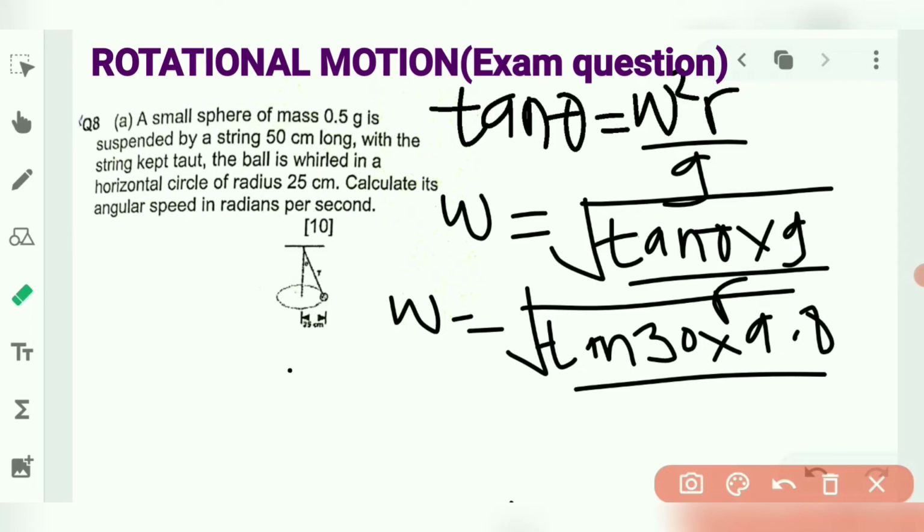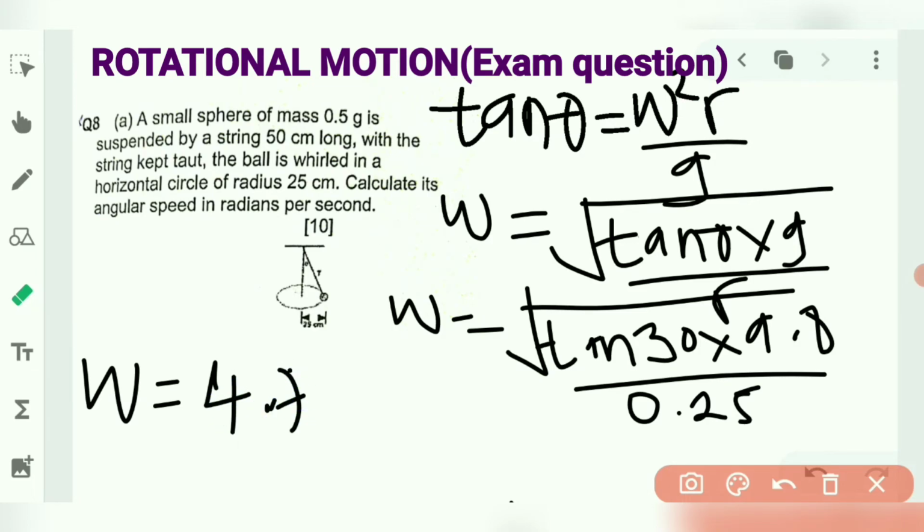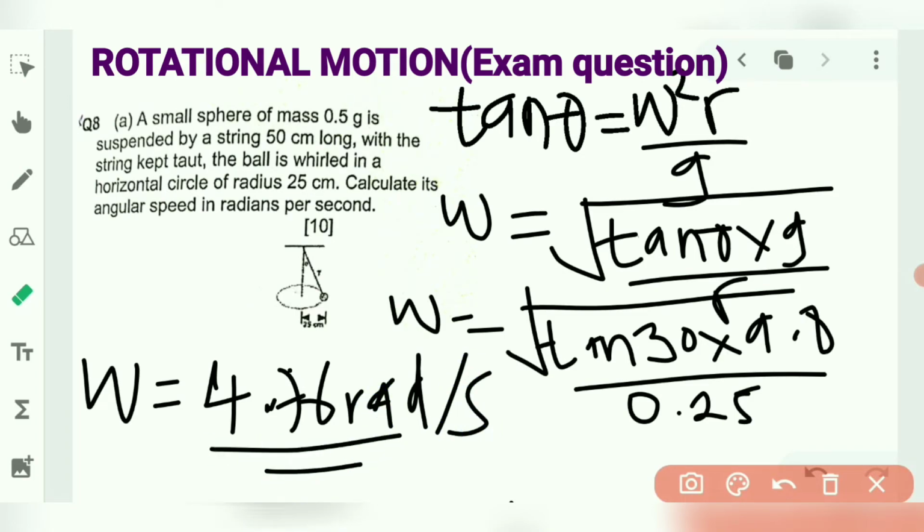Our radius given in the question is 25 centimeters, but we need to convert it from centimeters to meters, and when you do the conversion you should get 0.25. Doing the calculation properly, the value of w, the angular speed in this case, should be 4.76 rad per second. And this is how we find the angular speed in rads per second.